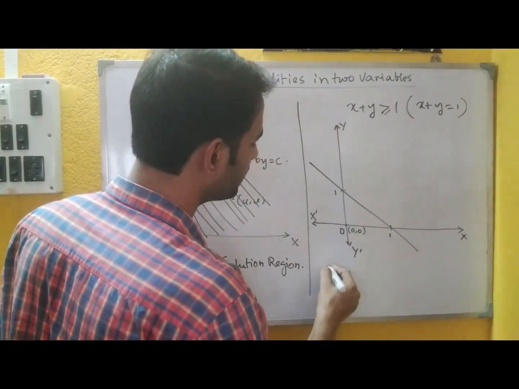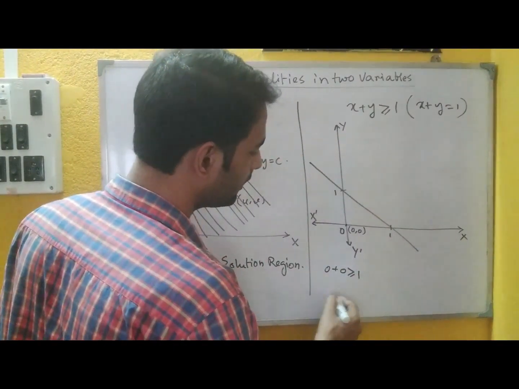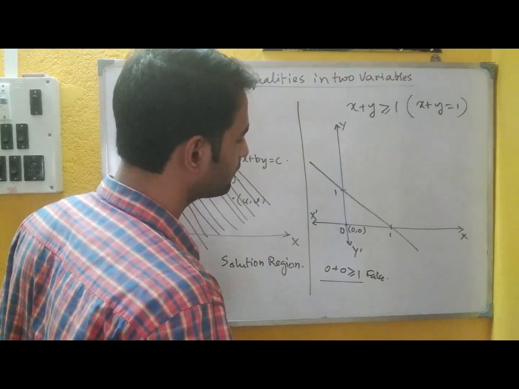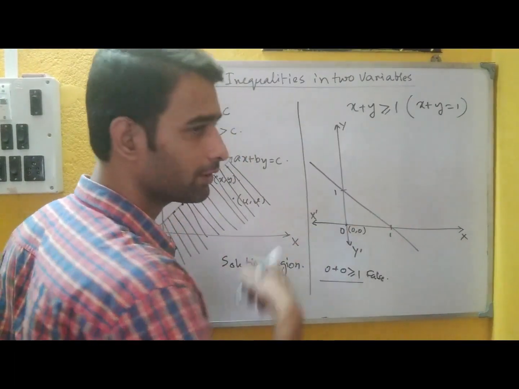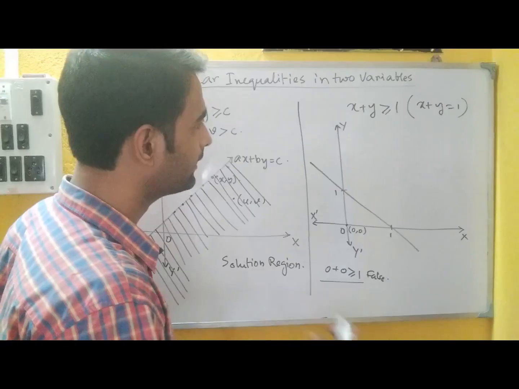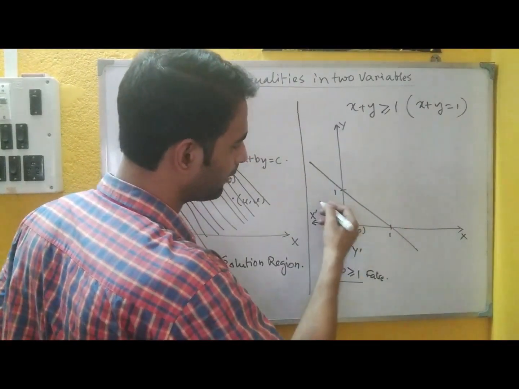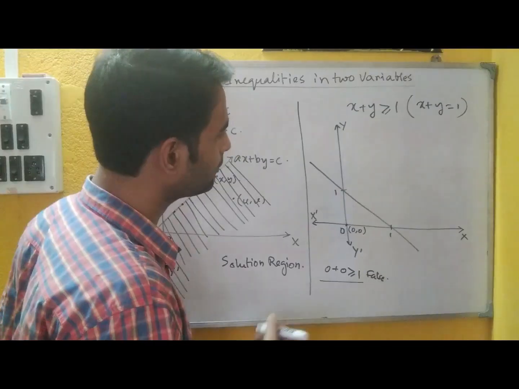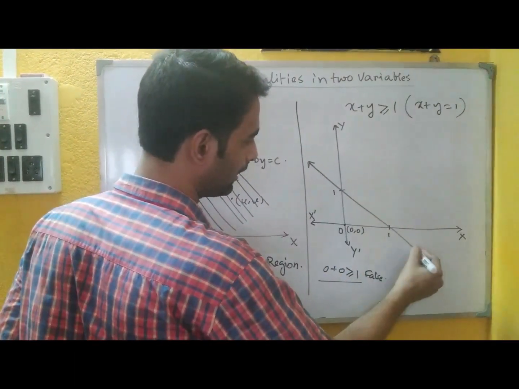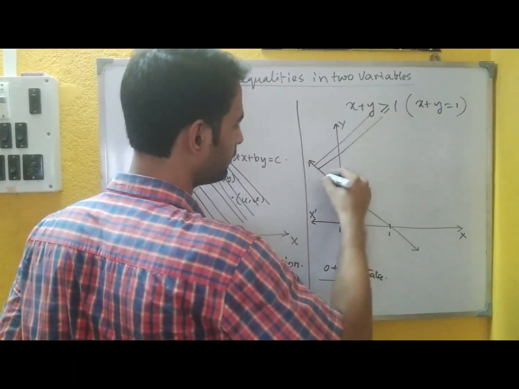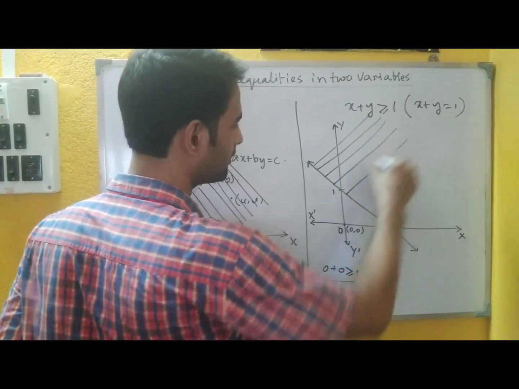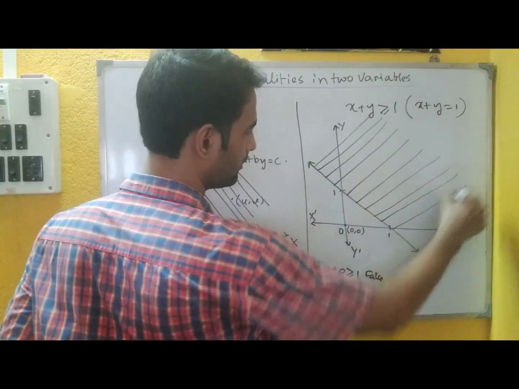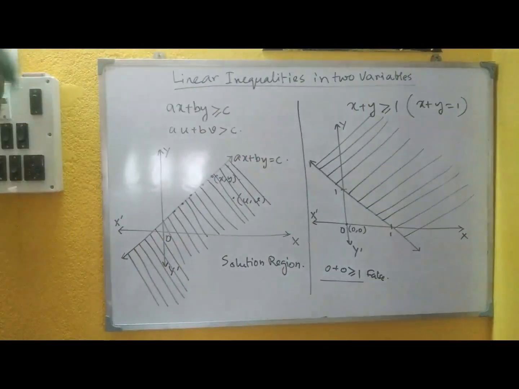See, it is giving us 0 plus 0 greater or equals to 1. And clearly it is not true, it is false. So we can say this point 0, 0 is not in our solution region, and that implies that none of the points below the line in the side of origin will be in the solution region. So our solution set should be above the line. So this way we will shade for the solution region. So this is our solution.